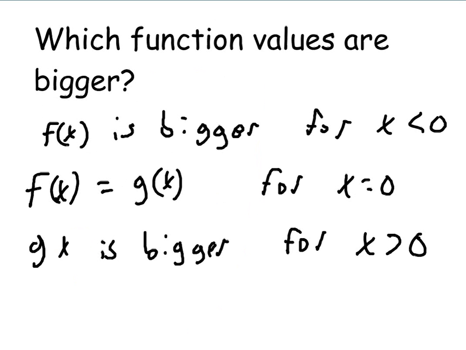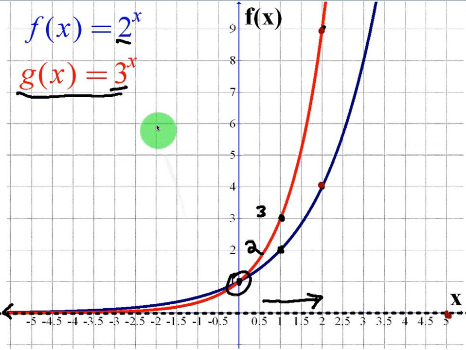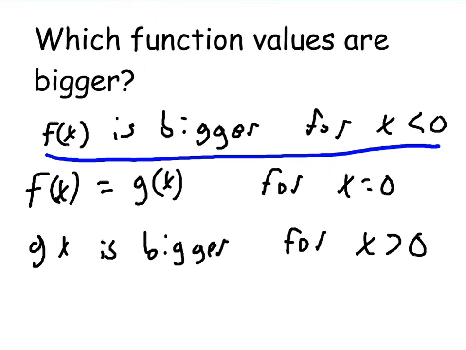Which function values are bigger? So again, the y values are going to be bigger for the smaller base when x is less than 0. Going back to the graph, you can see that. 2 is smaller, but if you look down here at the graph, it's bigger for negative values. At 0, they're the same, and when it's greater than 0, the red function, which is 3 to the x, becomes bigger. So that's all this slide means right here.